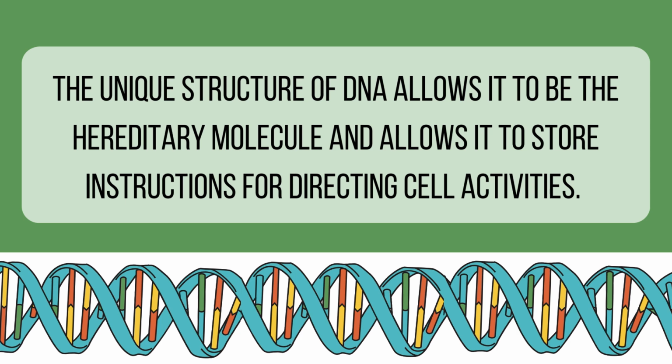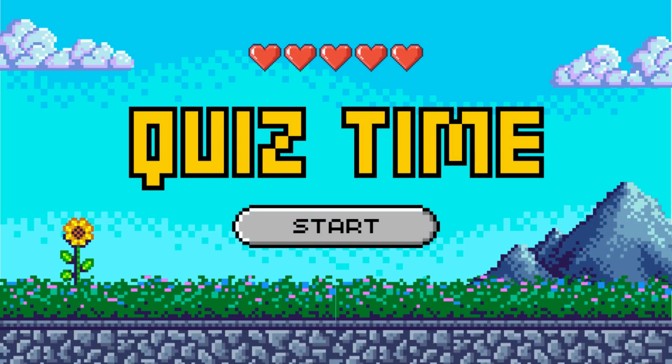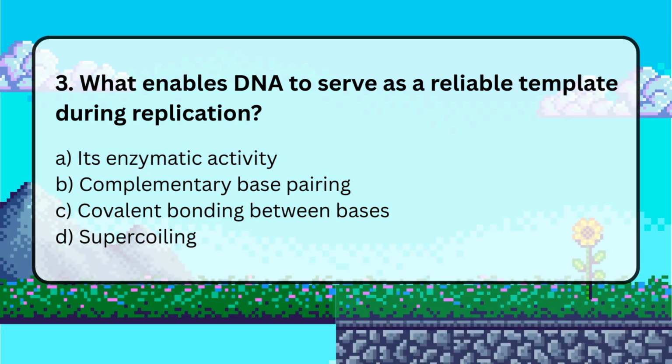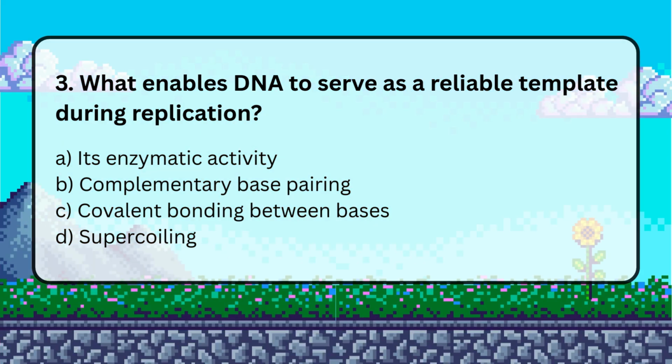So DNA has a unique structure. DNA has a double helical structure like a twisted ladder. This structure is perfect for storing information compactly and making accurate copies during cell division. Now the MCQ can be asked as: what enables DNA to serve as a reliable template during replication? Enzymatic activity. So no, it's not going to make sense.